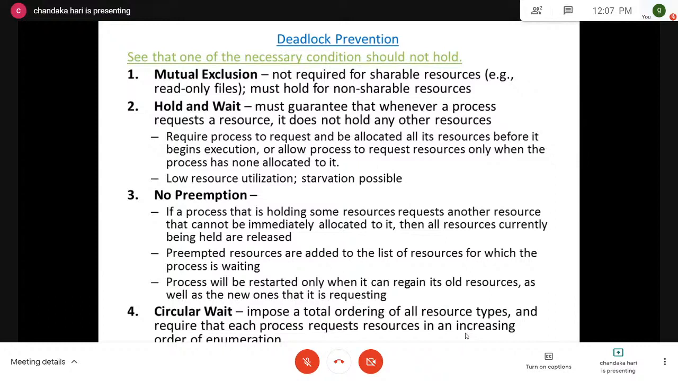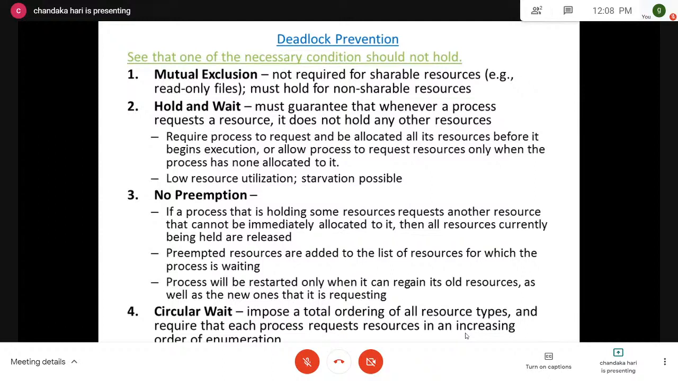Now, coming to the last one, circular wait. What is this circular wait? P0 is holding some resources, waiting for P1. P1 is holding some set of resources, waiting for P2. And so on up to Pn-1, holding some resources and waiting for the resources held by P0. Then simply the solution is to abort any one of the processes. Once aborted, whatever resources it was holding are given to the next process, so that the deadlock situation is overcome.